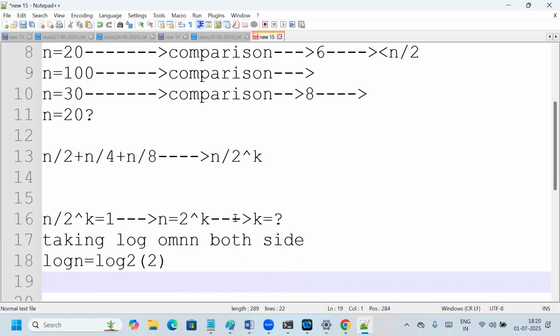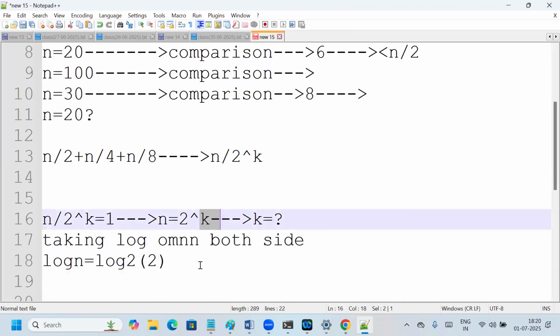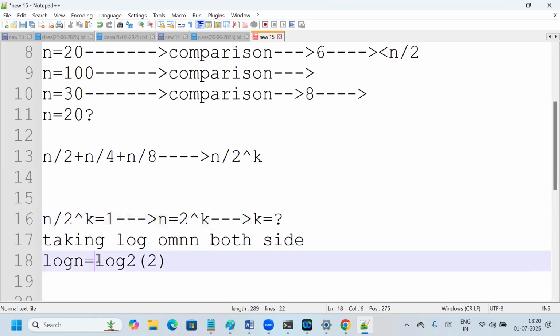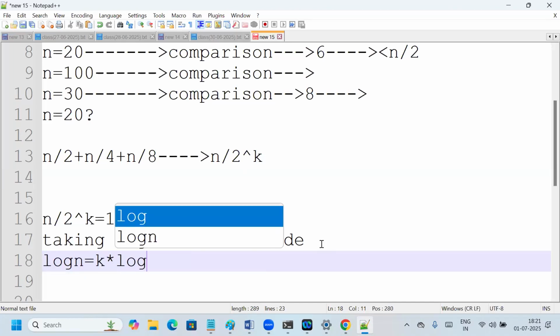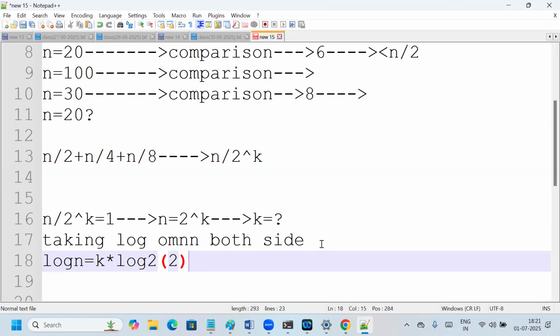Log base 2 n. I want the value of k, guys, here. How to find out? n equals to 2 power k. I am taking the log on both sides. You are getting k into... See guys, law of indices. What I'm trying to say: n equals to 2 power k you have. I am taking the log on both sides. What you will get? You will get log n equals to k into log base 2 to the 2.